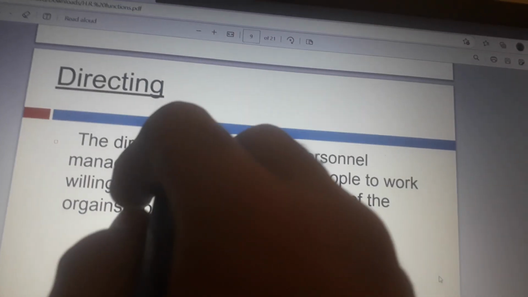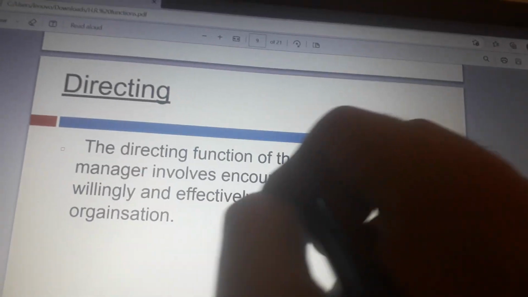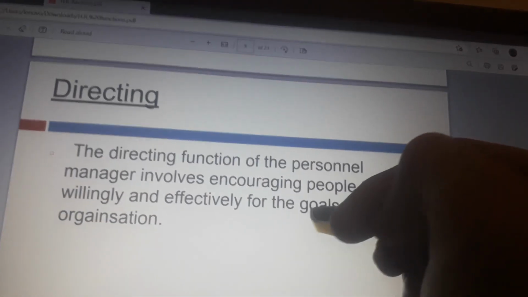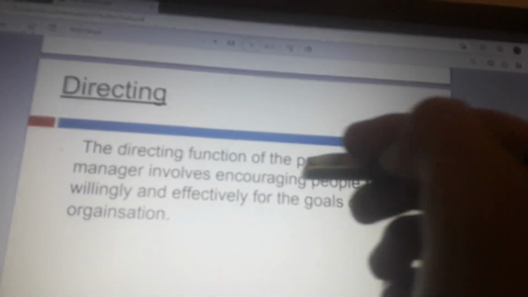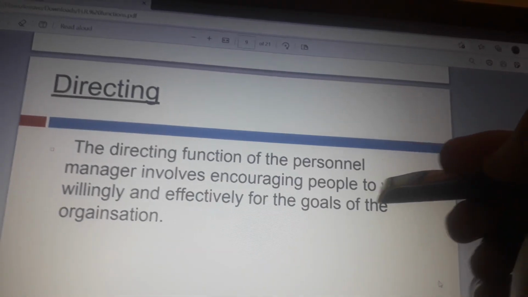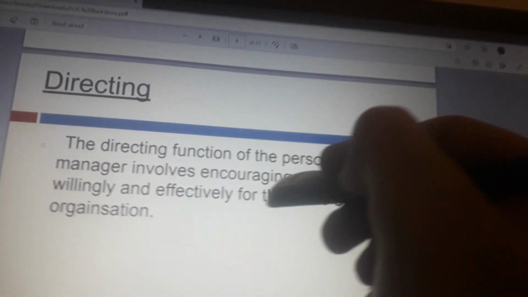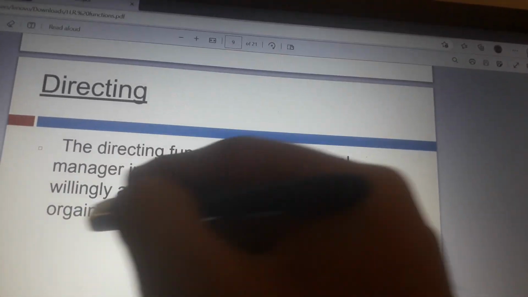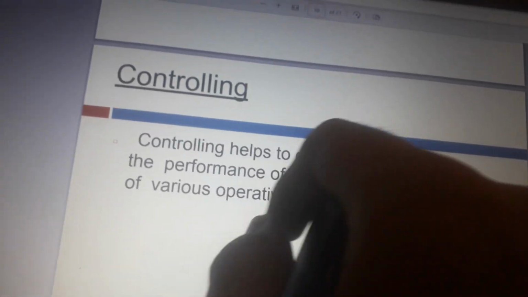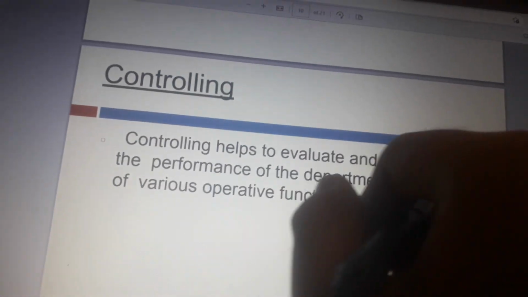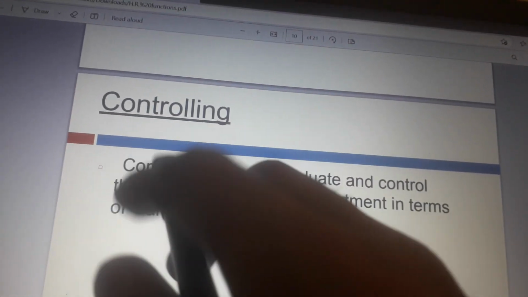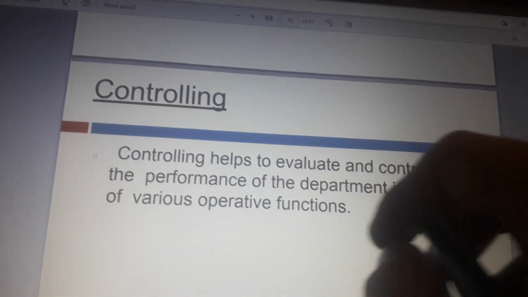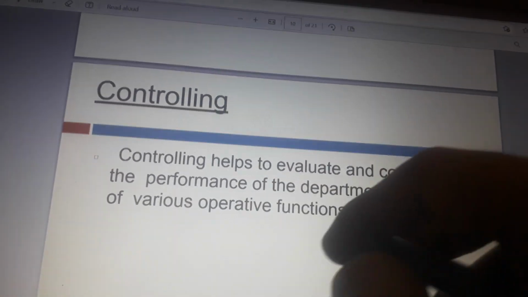Directing. The directing function of the personnel manager involves encouraging people to work willingly and effectively for the goals of the organization. Controlling. Controlling helps to evaluate and control the performance of the department in terms of various operative functions.